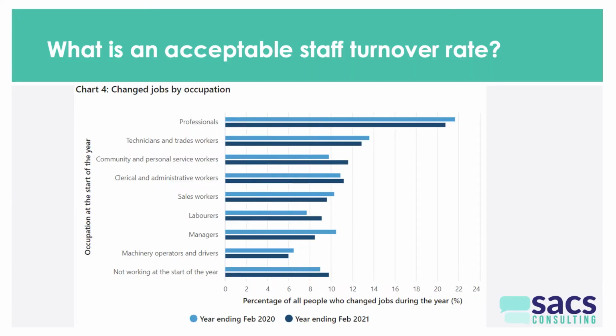What we see here is some split by occupation. So professionals tend to turn over much more often than people who are in lower level positions like machinery operators and drivers. We see salespeople have a staff turnover rate of about 11%. And I guess depending on what types of employees you're employing, that gives you a chance to benchmark your staff turnover against organisations generally and against the market.